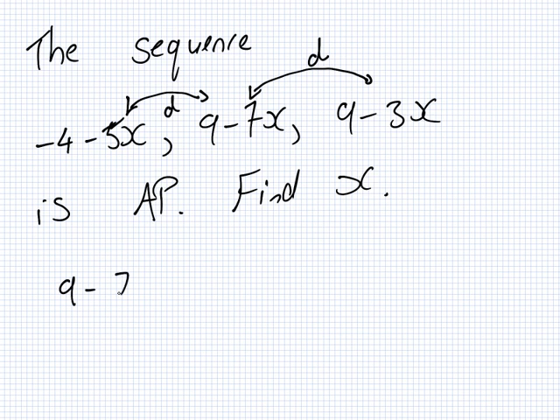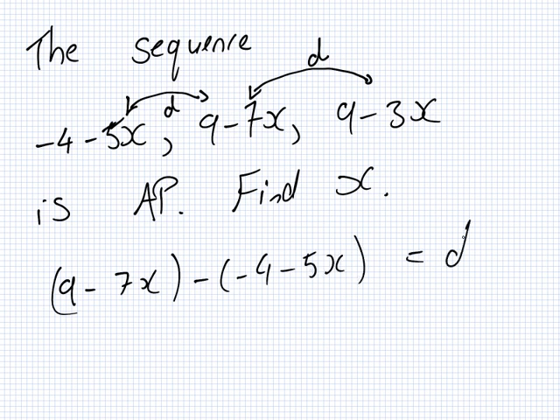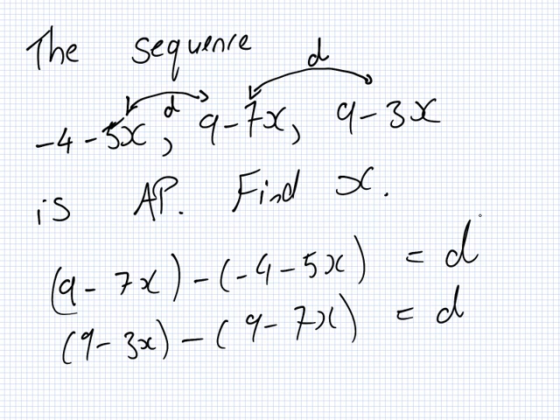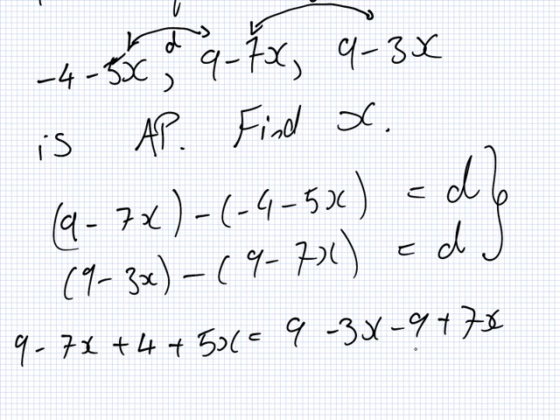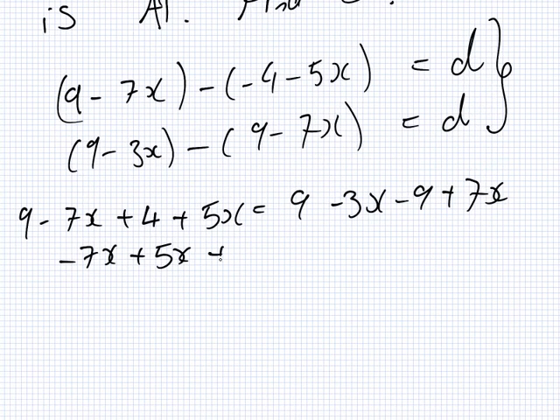So we can say 9 minus 7x minus 4 minus 5x, that's D. Yeah, and that should equal the other one, which is 9 minus 3x minus 9 minus 7x. That's also equal to D, and of course they're the same. So now we can say 9 minus 7x plus 4 plus 5x equals 9 minus 3x minus 9 plus 7x. Okay, take all the x's to the left. Minus 7x plus 5x plus 3x minus 7x equals 9 minus 9 minus 9 minus 4.